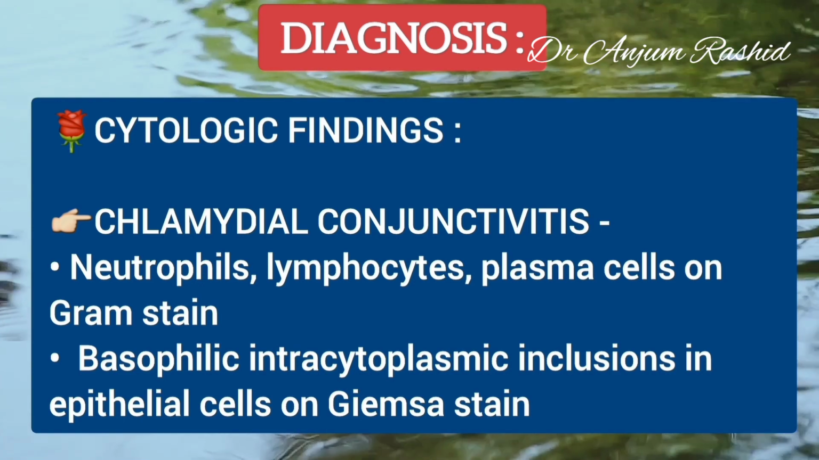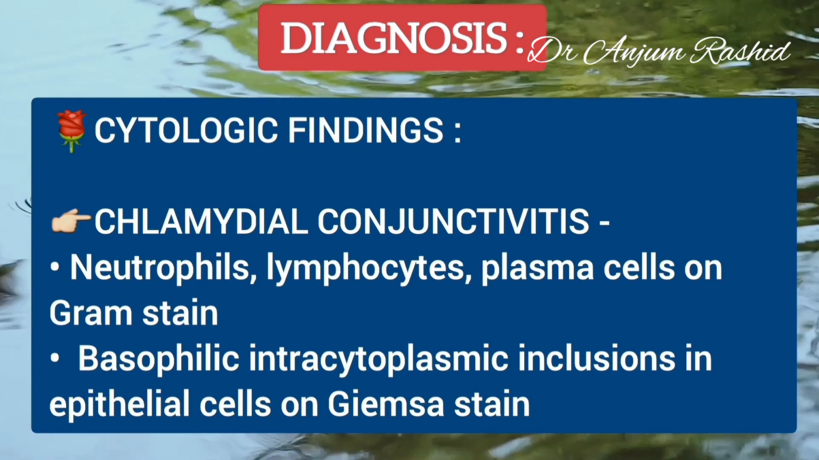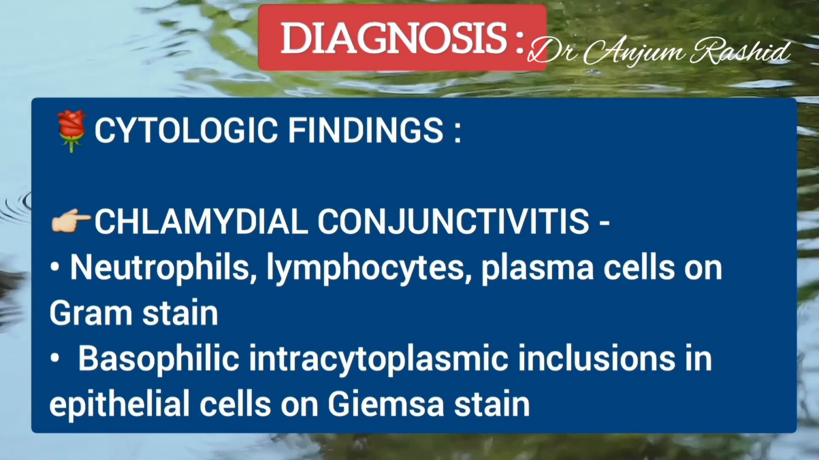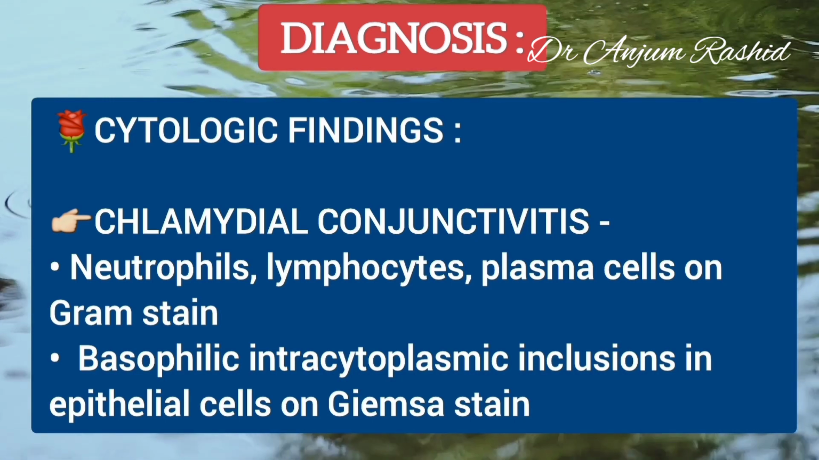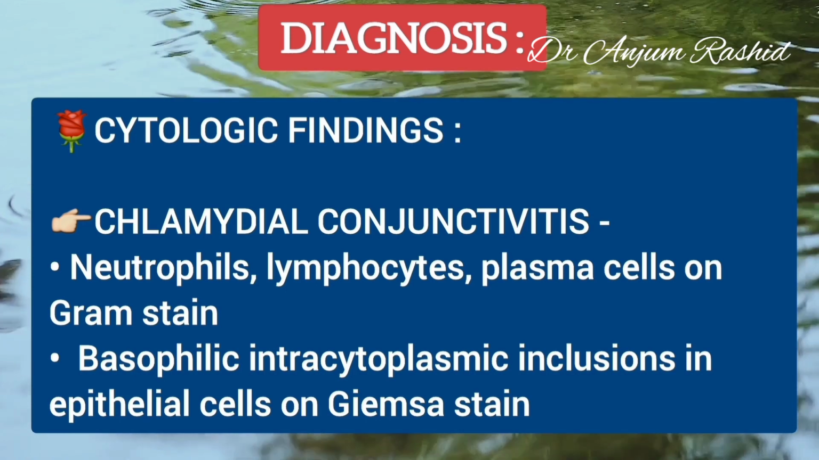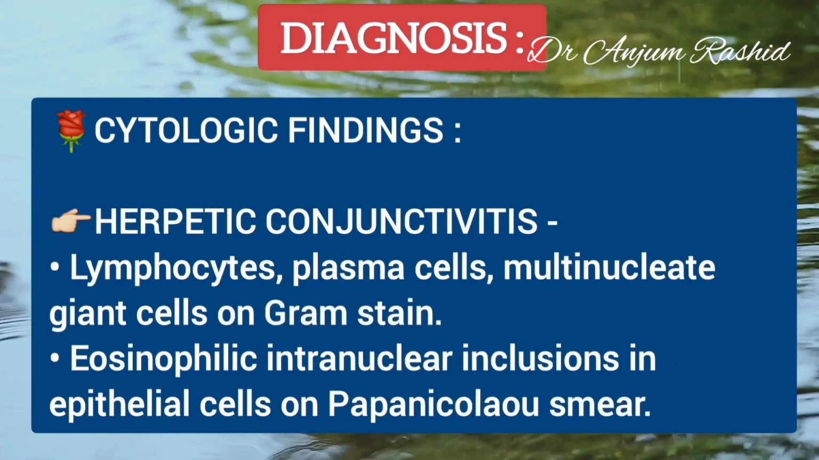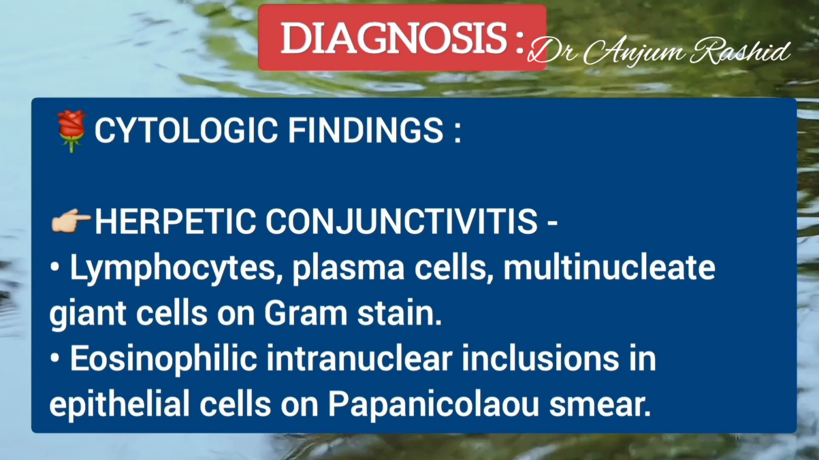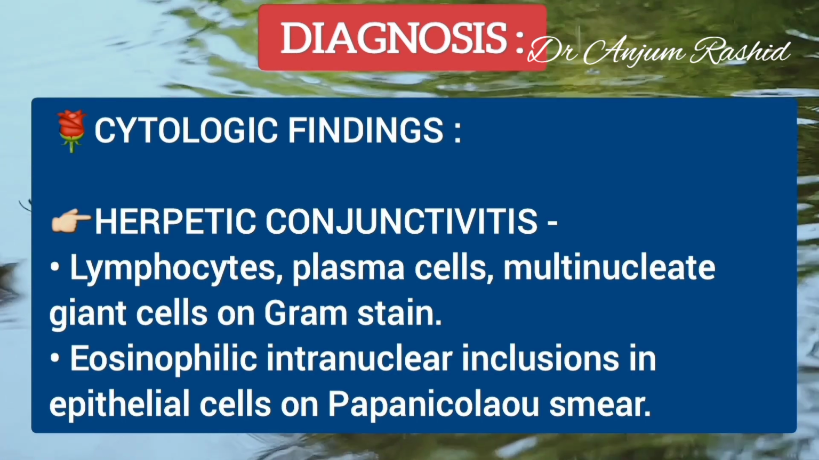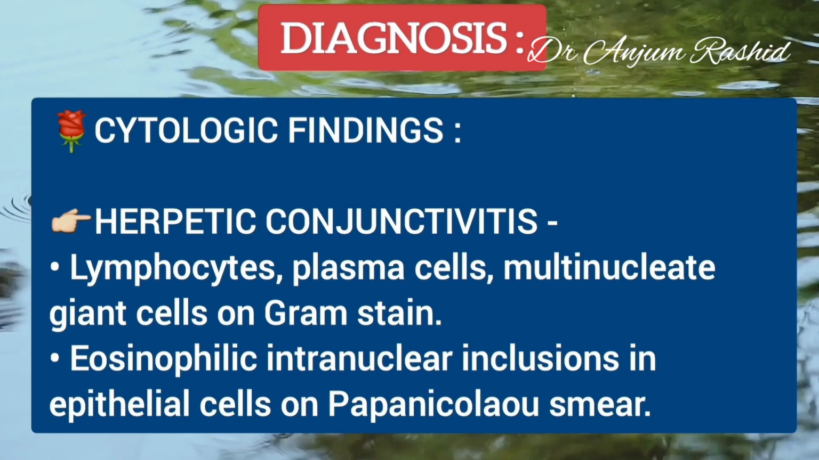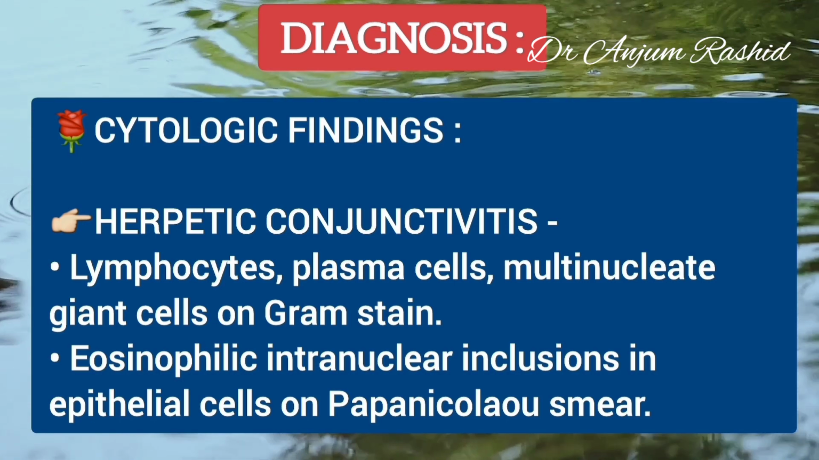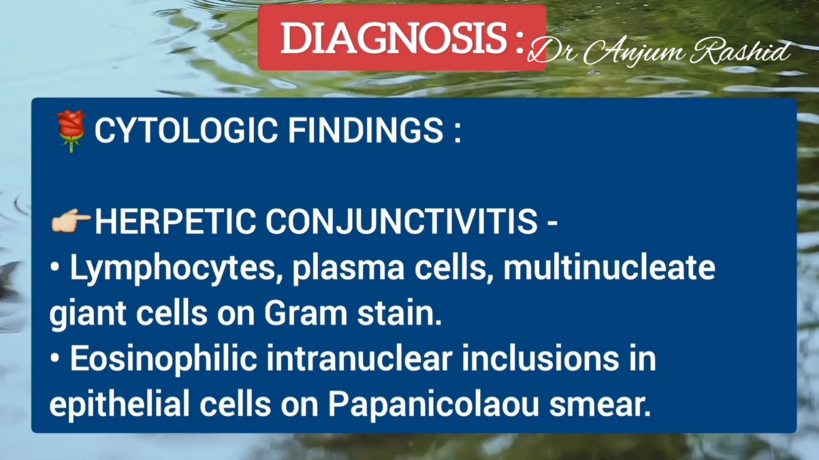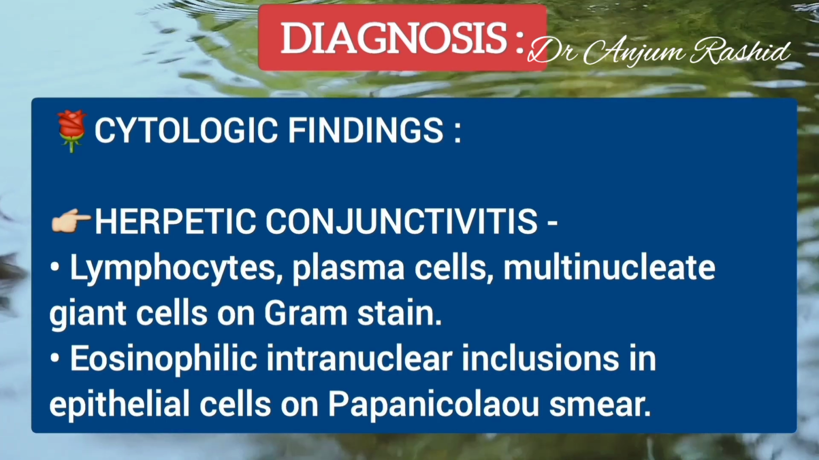On gram stain, there are neutrophils, lymphocytes and plasma cells, while on Giemsa stain, there are basophilic intracytoplasmic inclusions in the epithelial cells. In herpetic conjunctivitis, there are lymphocytes, plasma cells and multinucleate giant cells on gram stain, while there are eosinophilic intranuclear inclusions in the epithelial cells on Papanicolaou smear or the Pap smear.